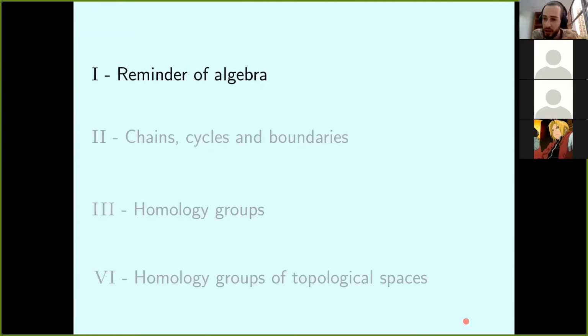So before defining homology groups, we have to do a little bit of algebra. So this lesson will start with a reminder about groups and vector spaces. So first, could you please tell me in the chat if you already know what is a group and what is a vector space?